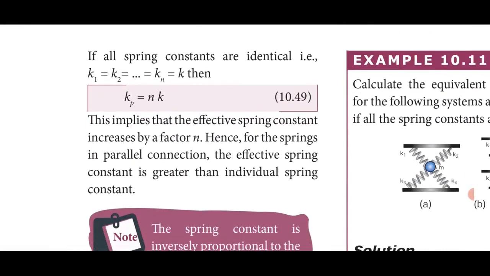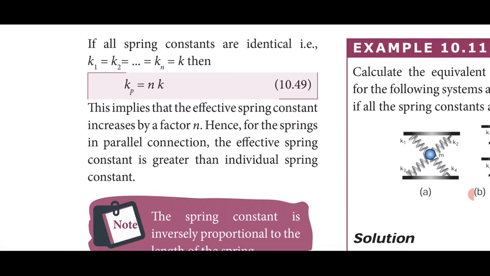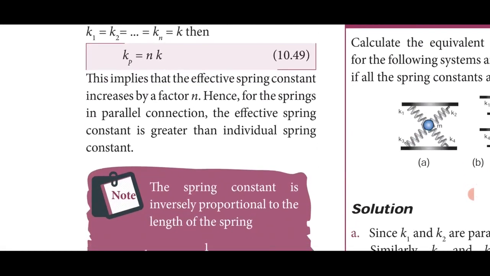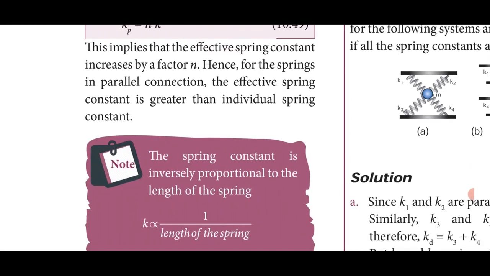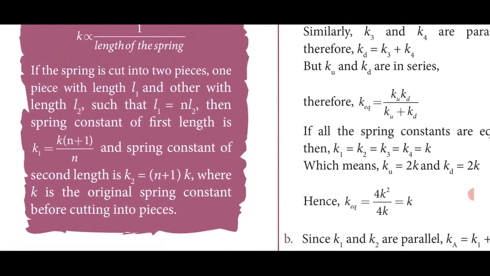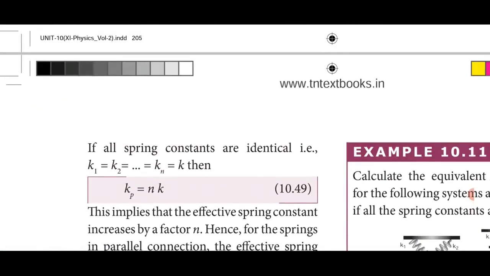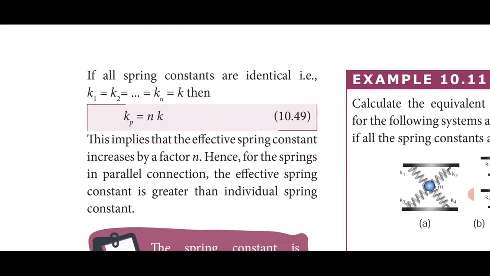If all the spring constants are identical, k1 equal to k2 up to kn, then Kp is equal to nk. This implies the effective spring constant is n times k. For n springs in parallel connection, the effective spring constant is greater than the individual spring constant. We know that whatever holds in series is different from parallel. Understood?